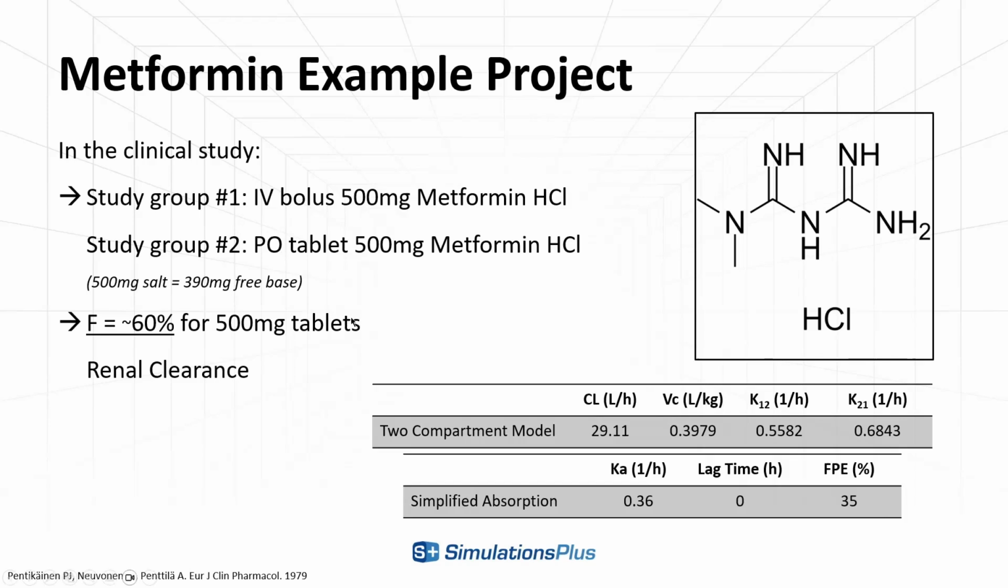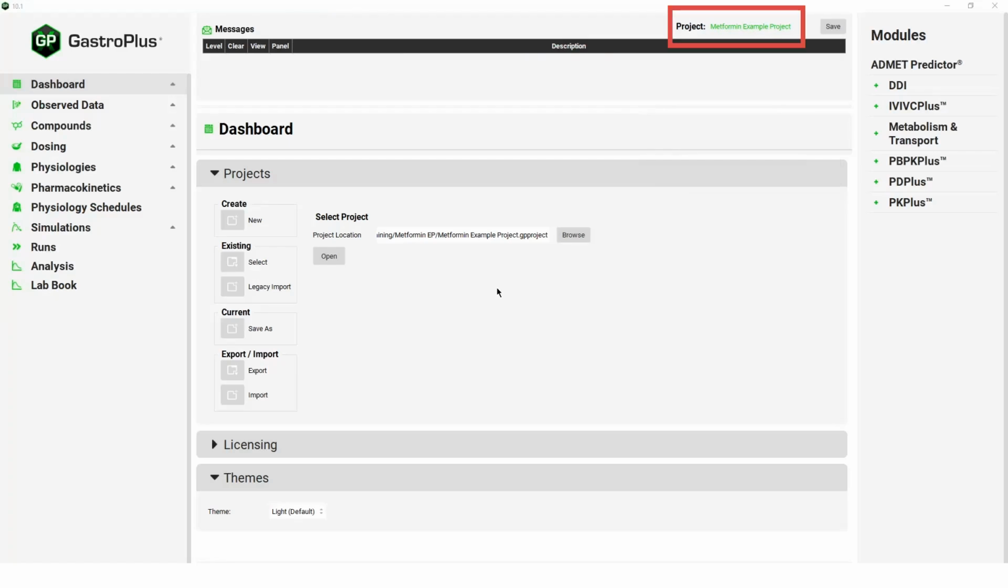In this study, bioavailability is reported around 60% for 500 mg tablets without any metabolism. This shows that the systemic clearance comes from only renal clearance. This project already has a two-compartment model set up using the parameters shown here, which were fitted to the IV data. We also have here the parameters we will use for the simplified absorption model. These have not yet been added to the project, but have been fitted to the PO data from this clinical study. Currently, we are in the metformin example project in GastroPlus X.